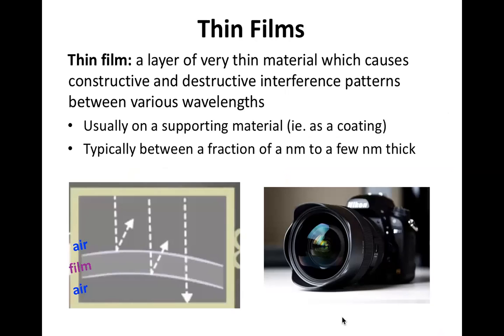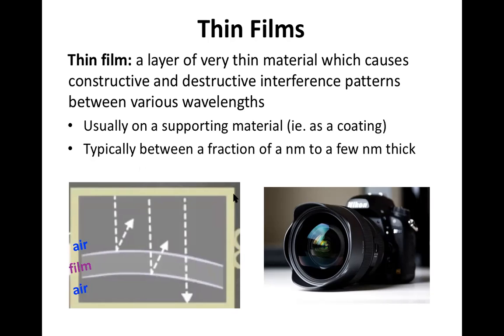For thin films, when we say that in science, we mean a layer of very thin material which causes constructive and destructive interference patterns between various lengths. The thin film is usually on a supporting material, for example, if it's a coating, and the thin film usually refers to something between a fraction of a nanometer to a few nanometers thick.